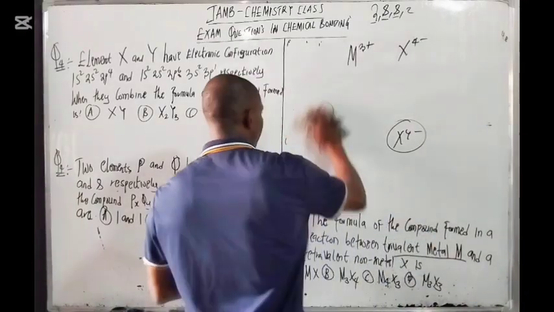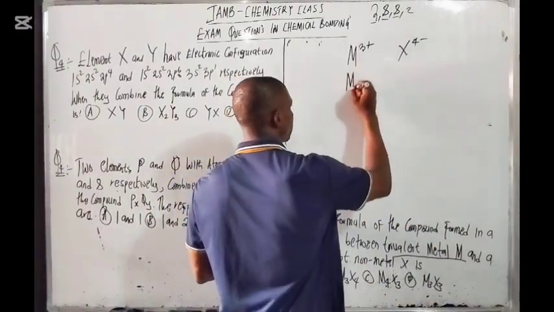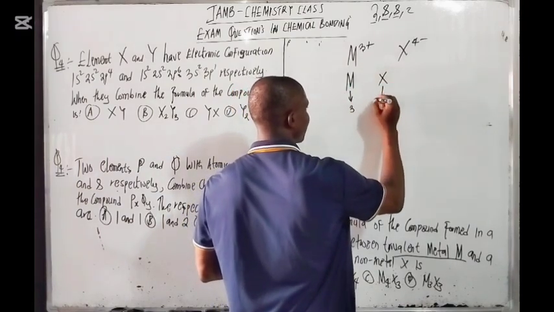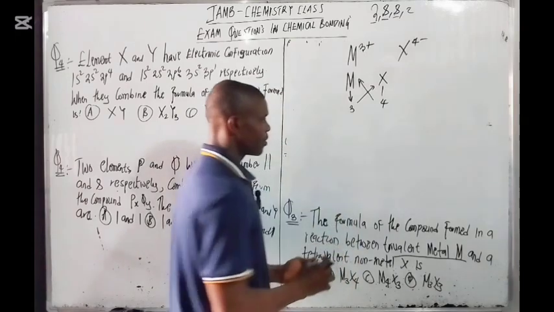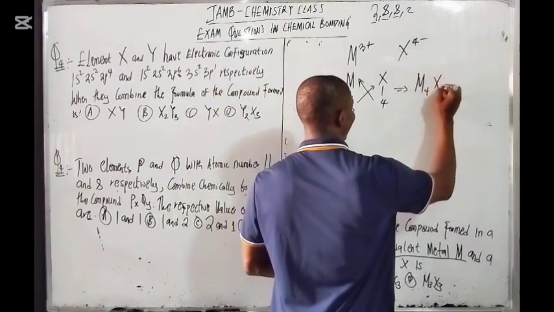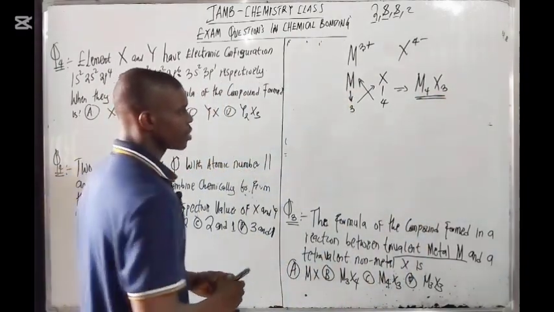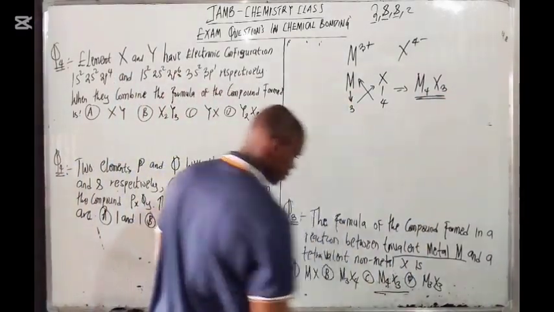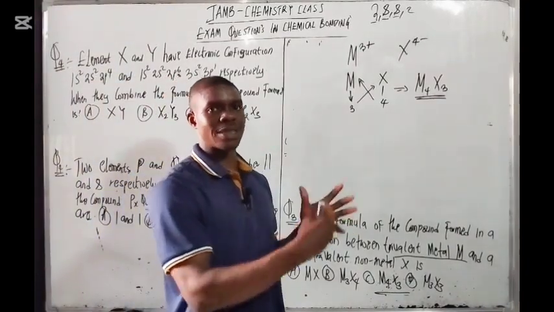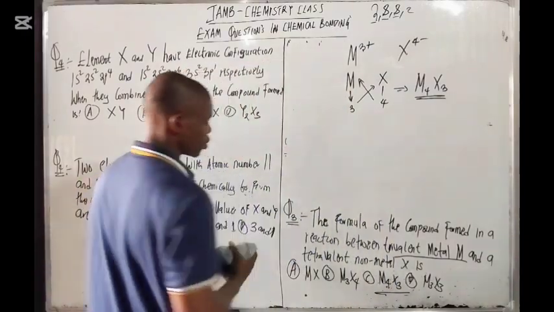So how do you write the chemical formula? It's very easy. M is 3, X is 4. This guy will move here, and this guy will move here. So what is going to form? M4X3. Do you understand? So the answer is C. Understand that the metal will always come first, the non-metal will come later. So we are done with question 1, question 2, question 3.